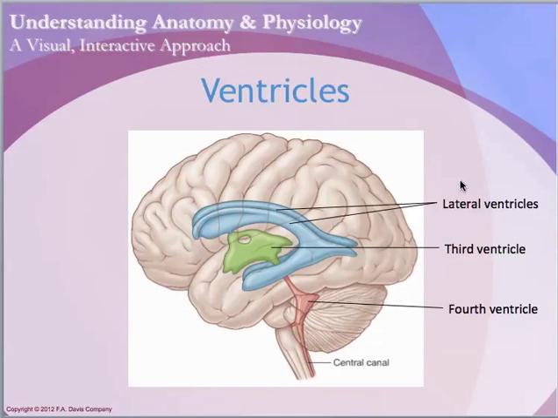There are ventricles in the brain. We have lateral ventricles. There's two of them. They arch through the cerebral hemispheres, one in the right and one in the left. Then each of those connects down to a third ventricle, and then a little canal leads to the fourth ventricle. So they're all pretty much connected. And these are all filled with cerebrospinal fluid.